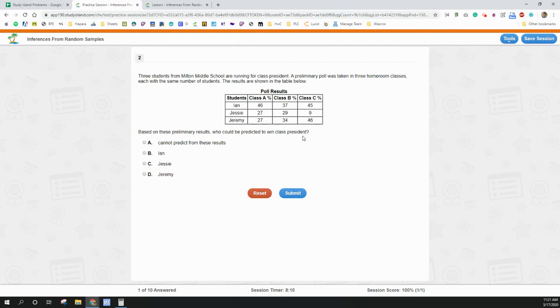So who has the highest percentages here? Class A, 46% of them want Ian, 27% want Jesse, and 27% want Jeremy. For Class B, 37% want Ian, 29% want Jesse, and 34% want Jeremy. And for Class C, 45% want Ian, 9% want Jesse, and 46% want Jeremy. So it looks like Ian is the most popular candidate in 2 classes and almost the most popular candidate in Class C. So based on this, I would predict that Ian wins class president.